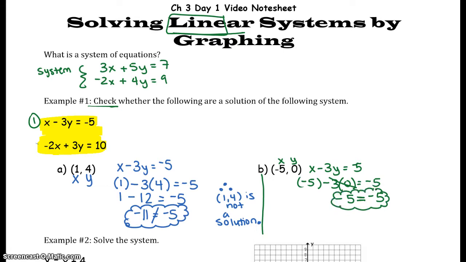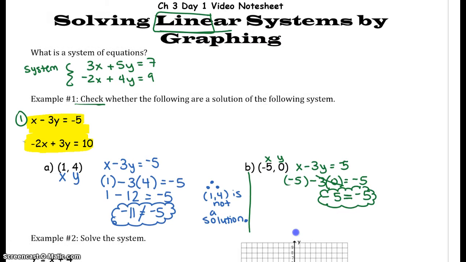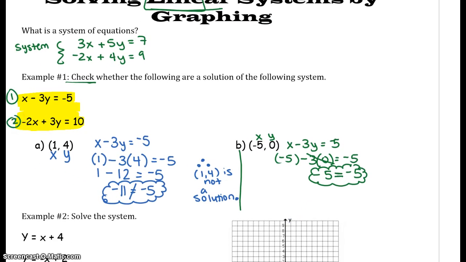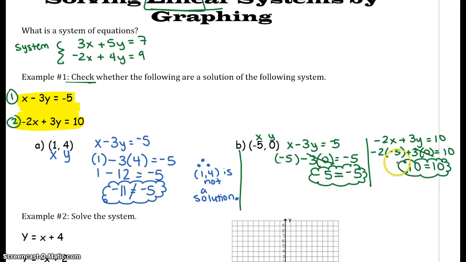That's good. Now, we can't just say that this point, (negative 5, 0), is a solution at this point. What we need to do is check the second one. So I'm going to test the second equation: negative 2x plus 3y equals 10. All I did was rewrite this. Now I'm going to input my values. Negative 2 times negative 5 is the x, plus 3 times 0 equals 10. Well, 3 times 0 is 0, I don't even calculate it. Negative 2 times negative 5 is 10, and 10 equals 10. Yeah, that's true as well. So since both of these are true, that means the following.